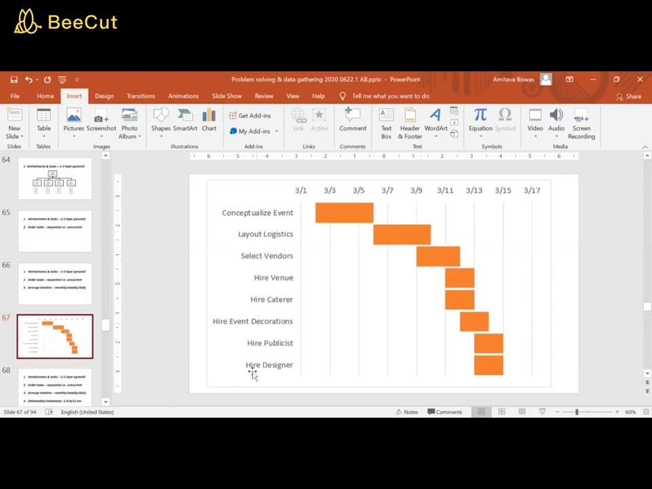So up here, you've got the timeline, right? You've got all the different things that you're doing. You're seeing some of the stuff has to be done sequentially. Some of the stuff can be done in parallel.